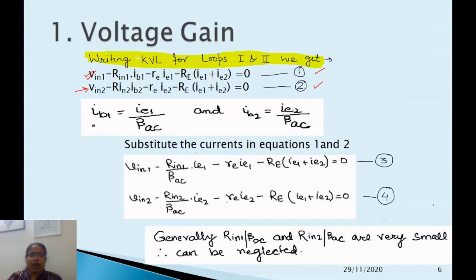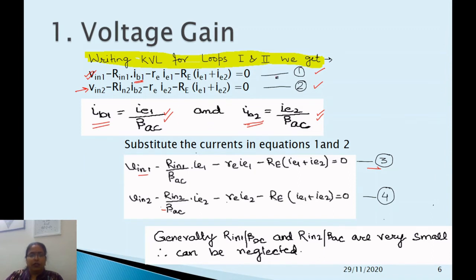Now, as we know, IB1 is equal to IE1 upon beta AC. The relation between IB1 and IE1 is like this. Similarly, we can write IB2 equal to IE2 upon beta AC. So substituting the value of IB1 and IB2 in equations 1 and 2, what will we get? We will get V in 1 minus R in 1 into IE1 upon beta AC minus re into IE1 minus RE into IE1 plus IE2 equal to 0. So now equation 1 has been reduced to equation 3 by replacing IB1 with the relation IE1 upon beta AC.